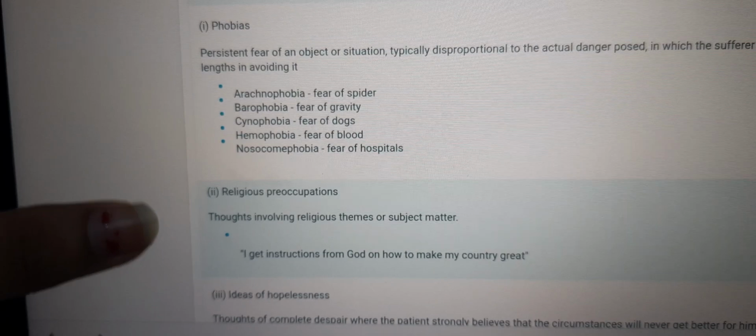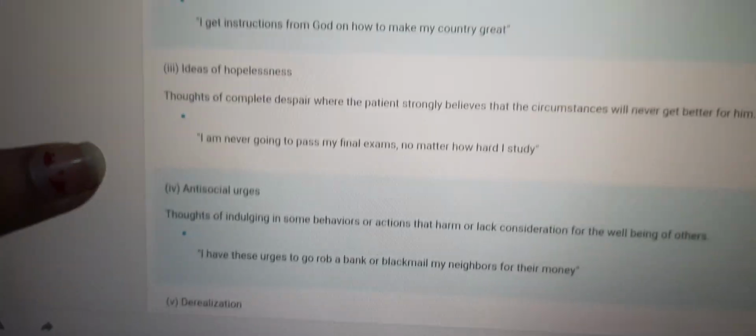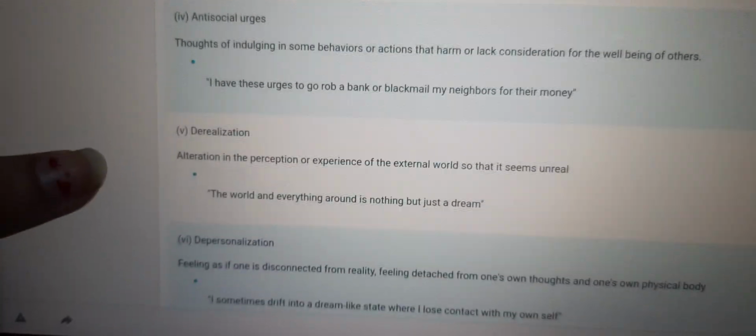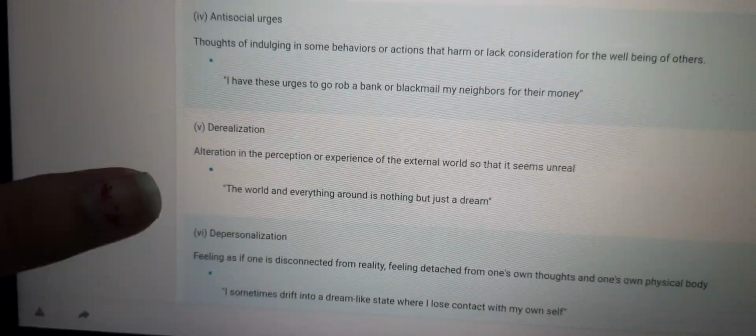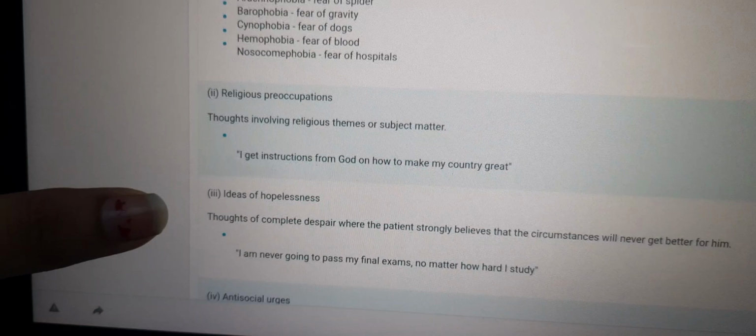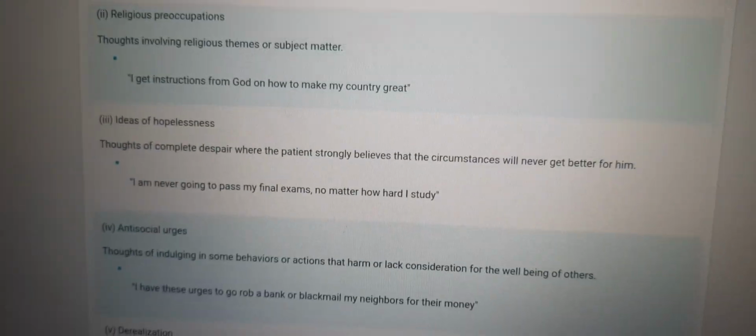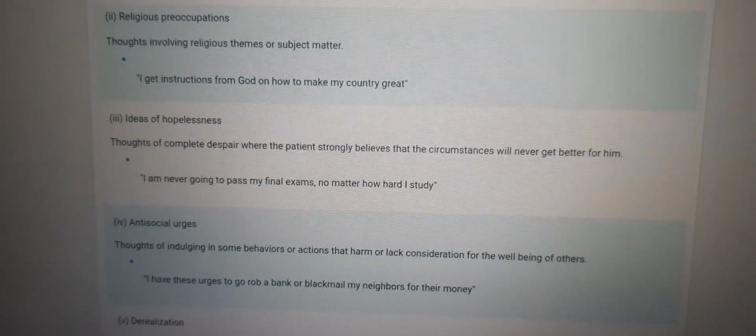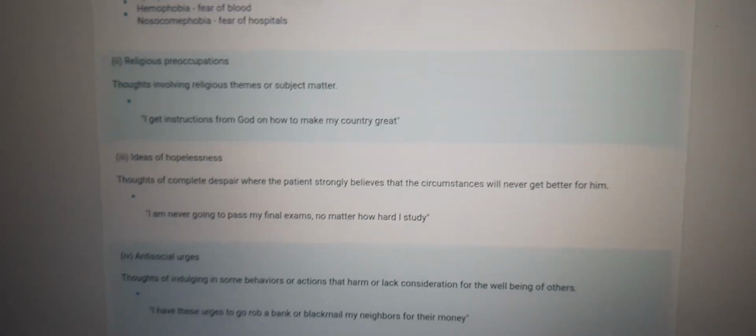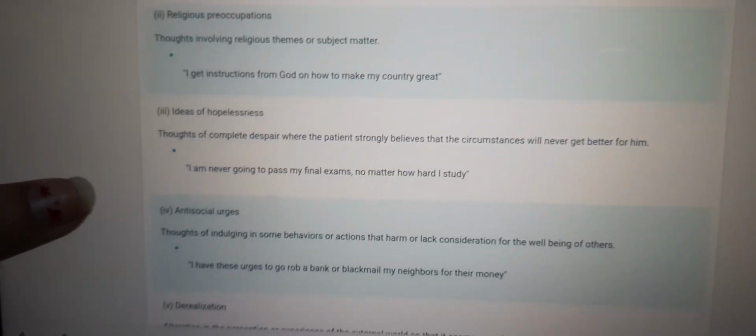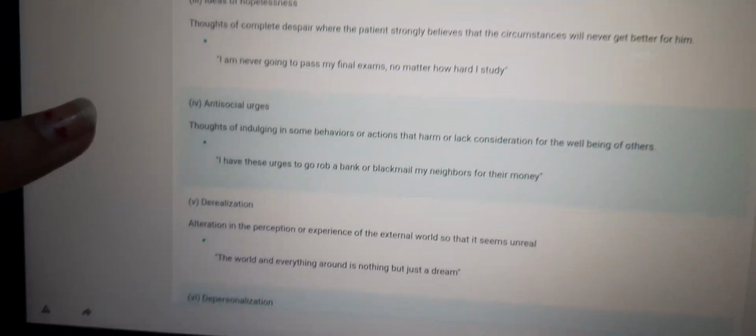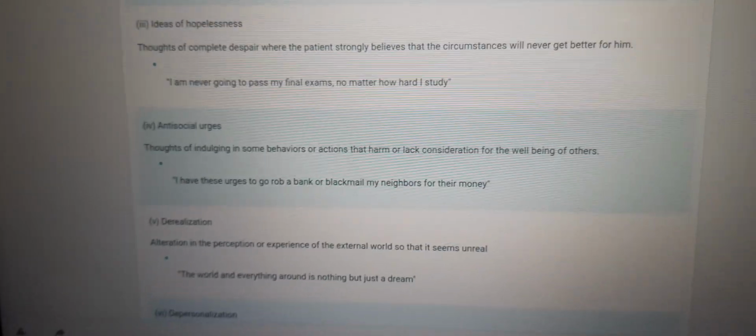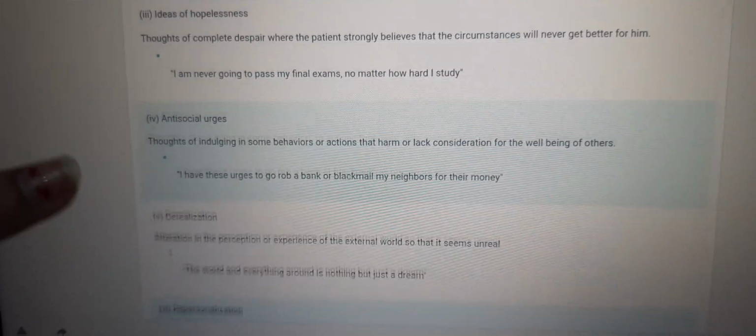What will come under content? Phobia, religious preoccupation, ideas of hopelessness, antisocial urges, derealization, depersonalization and delusions. So, coming back to ideas of hopelessness: thoughts of complete despair, when the patient strongly believes that circumstances will never get better for him. Antisocial urges are thoughts of indulging in behaviors or actions that harm or lack consideration for the well-being of others.